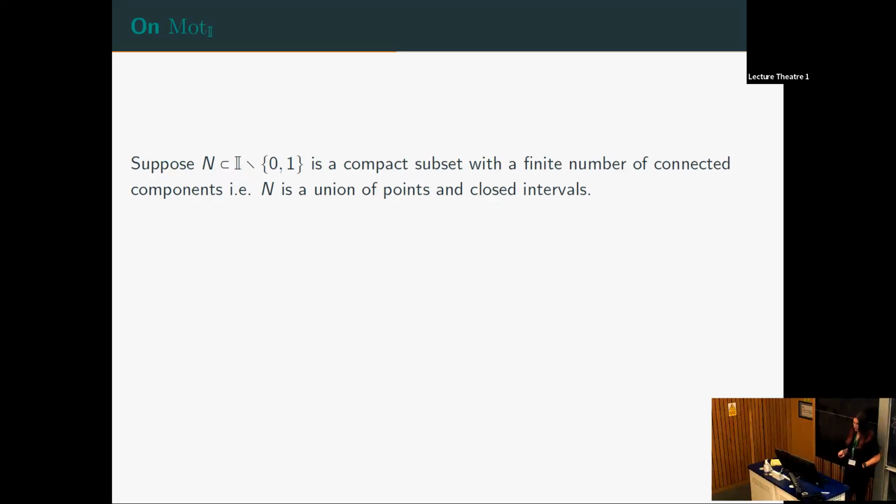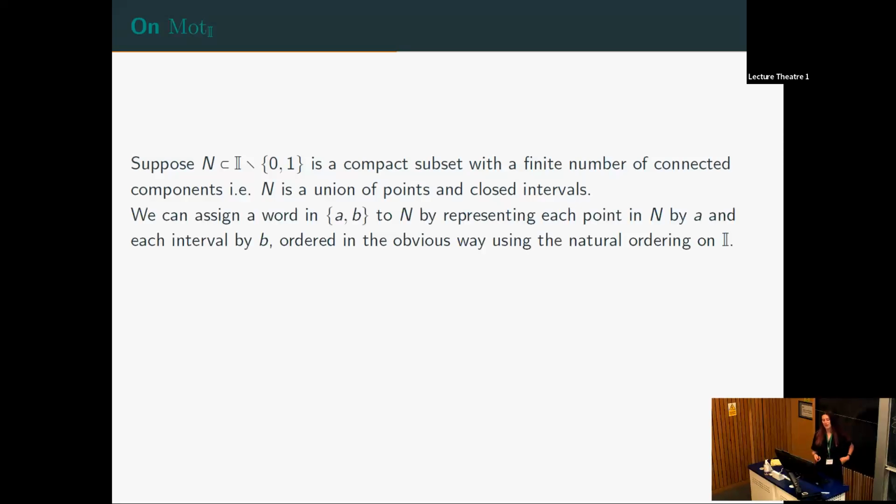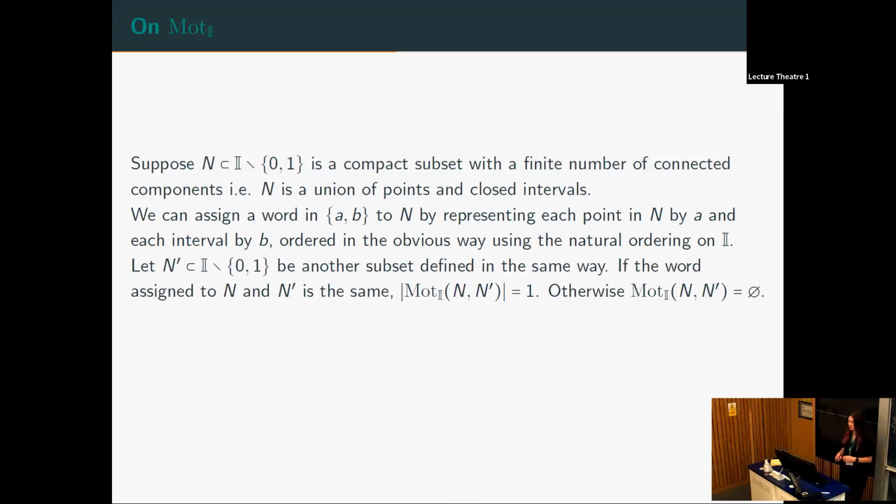So suppose N is some compact subset of the unit interval. What does it mean to be a compact subset of the unit interval? It's essentially a union of points and closed intervals. And so we could assign a word to any such N by representing a point by A and an interval by B. And then we can order this word using the natural ordering on the unit interval.